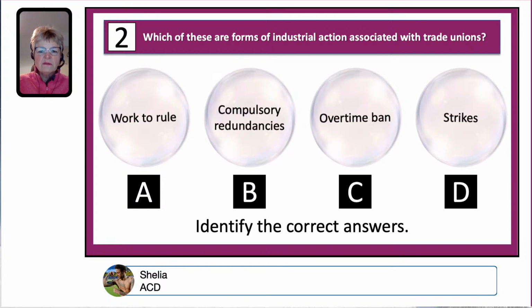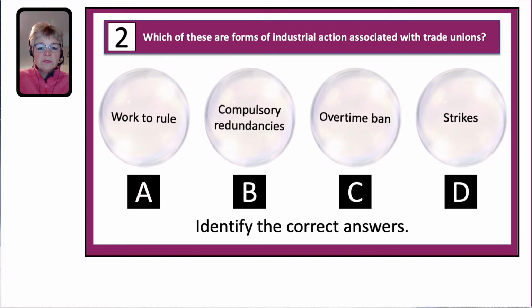Compulsory redundancies. Is that something that trade unions would be asking for? I don't think so. They try and stop that, and they try and make them go for voluntary redundancies. Overtime ban. Well, that would be all about getting the workers to refuse to do overtime because that's a cheap way of spreading out extra work. You just make people work longer hours, when in actual fact, if there is more work than the number of people employed, perhaps you should employ more rather than just force the people to do overtime.